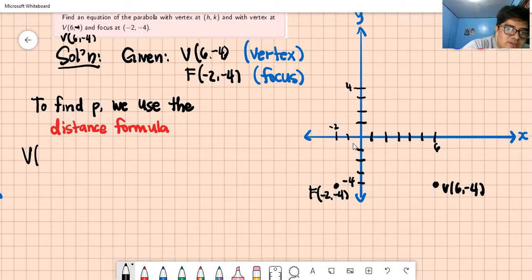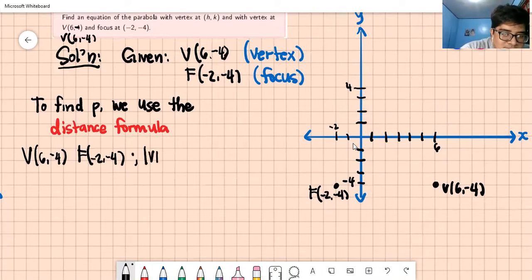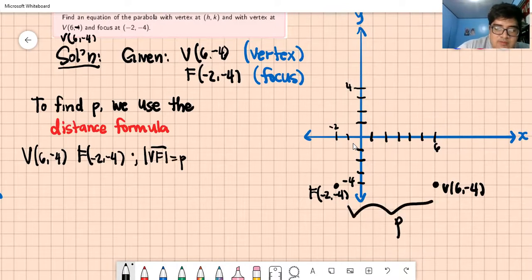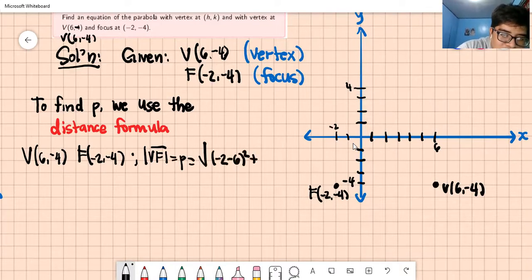Ay, ano ba yung V? V is 6, -4. And yung isang point is F, which is -2, -4. So by the distance formula, this is the distance between VF or P, di ba? Yan yung P, di ba? Kasi this is P. So, ano yan? It's just equal to the square root of x2 minus x1, yung pangalawa minus yung una. Minus 6 quantity squared plus y2 minus y1, -4 minus -4 squared. Ayun na, intercept na sa graph.